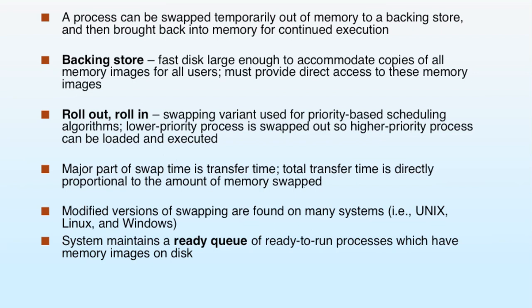So the major part of the swap time is the transfer time. The total transfer time is directly proportionate to the amount of memory that's being swapped out, obviously. The more you have to move, the longer it's going to take. Modified versions of swapping are found in many different operating systems: Unix, Linux, and Windows. The Windows system actually uses a swap drive. You can configure it in your advanced options, in the environment variables of the system, in your control panel. You can turn swapping on and off.